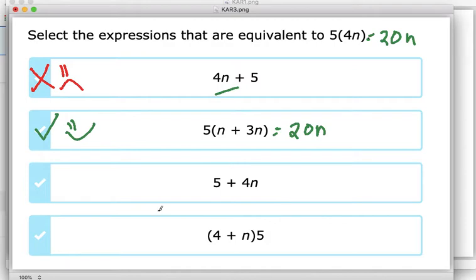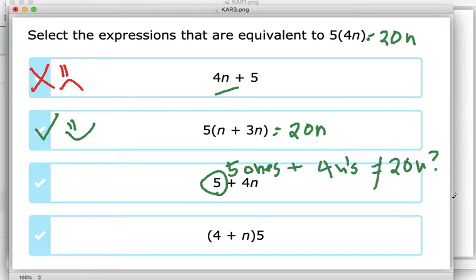Let's look at number 3. So we've got 5 1's plus 4 n's. Does that equal 20n? No, it does not. So this is not working for me. Unhappy face. Remember, you can only combine, and when I say combine, I mean add. You can only add things together if they are the same or like terms. And because this one is 4 times a variable, and this is just 5 by itself, you can't add them together. You can't combine them.